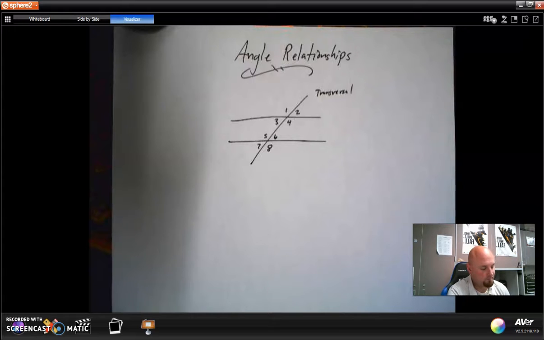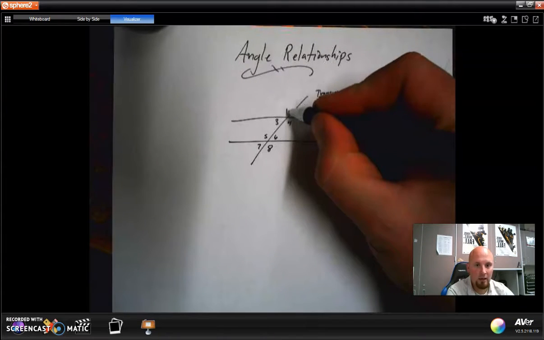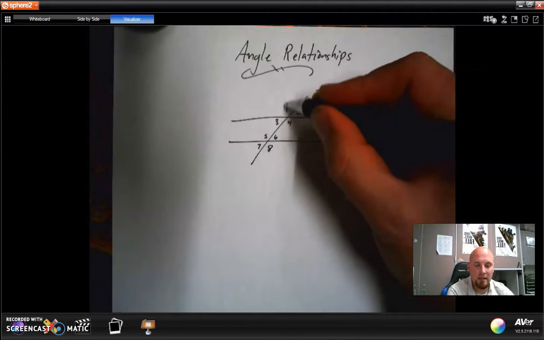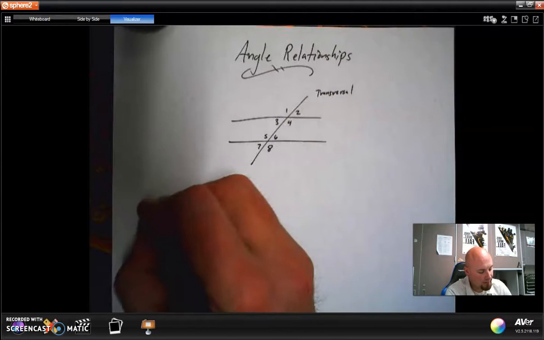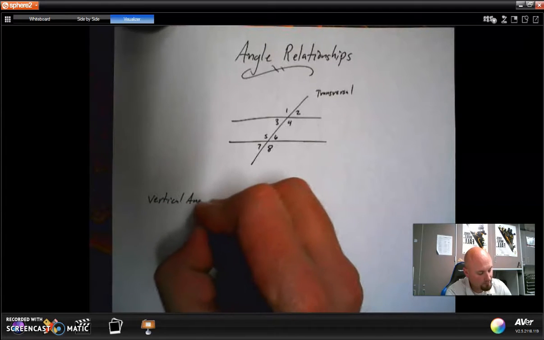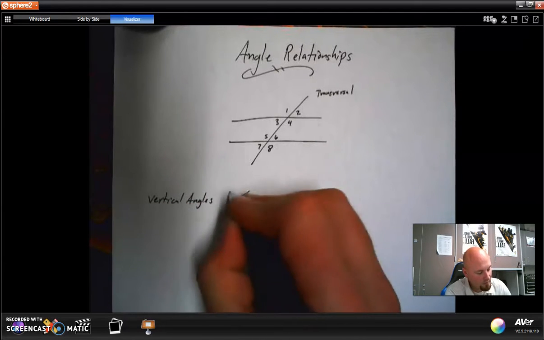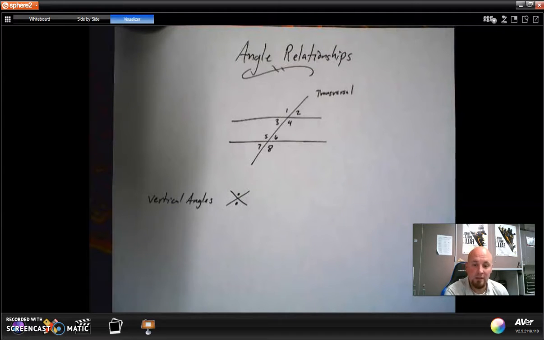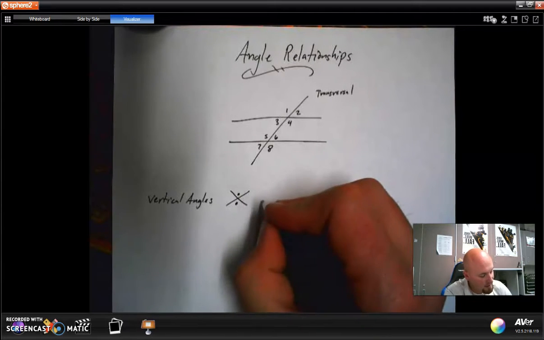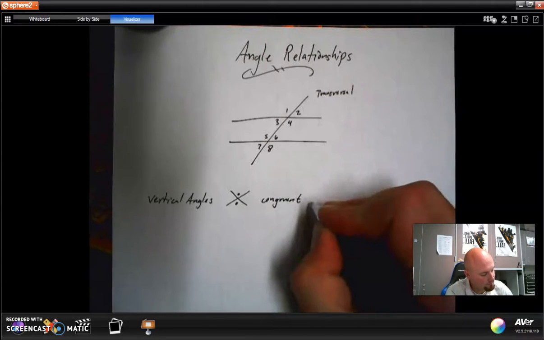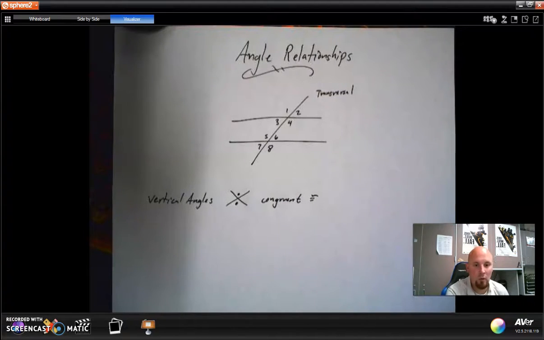So, for example, angle 1 and angle 4. They are across from one another when two lines meet. Those are called vertical angles. Vertical angles are angles that, when two lines meet, are across from one another. And what's so special about them is that they are congruent, or they equal one another.